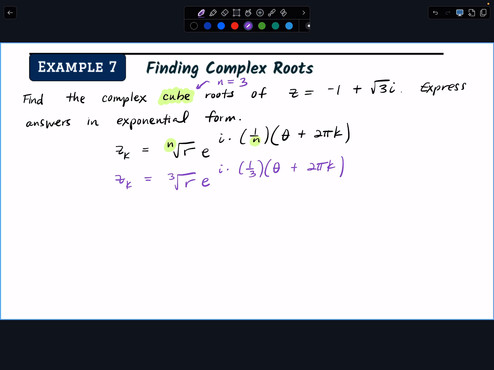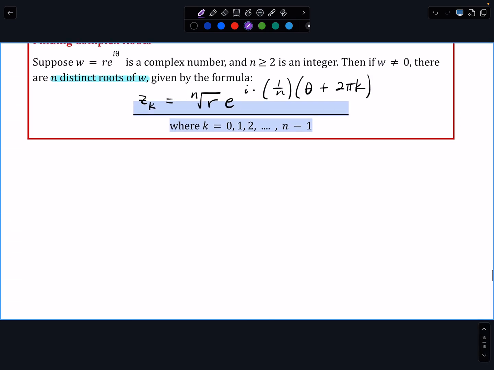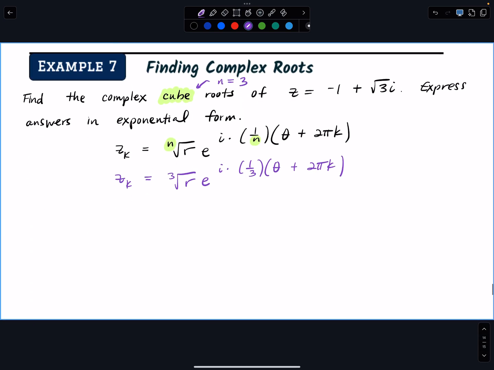So let's go back to our formula. Our formula says where k is equal to 0, 1, 2, all the way to n minus 1. So what was n in this case? 3. So what would 3 minus 1 be? 2. So we have to do this formula for k equals 0, k equals 1, and k equals 2. Because this number right here, do you agree, is 1 less than 3? How many total values do I have right here? 3. So if I do this process 3 times, that will give me my 3 answers, okay?